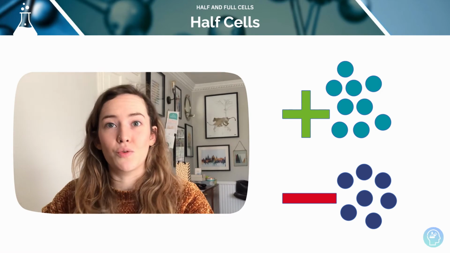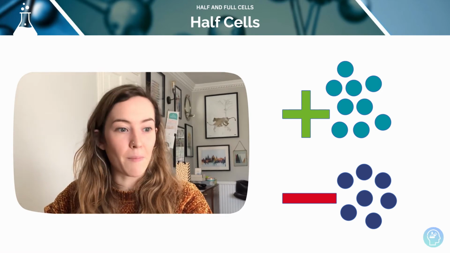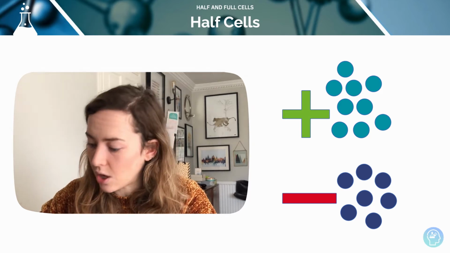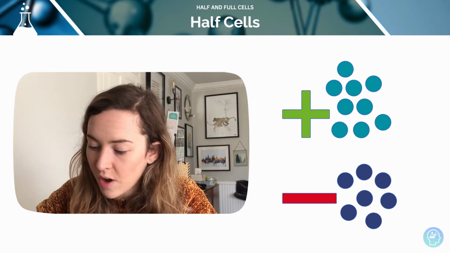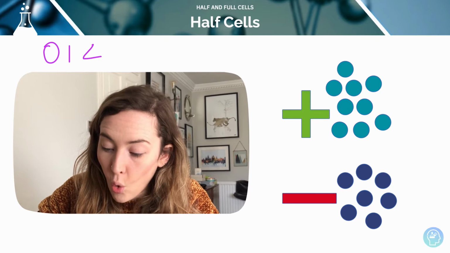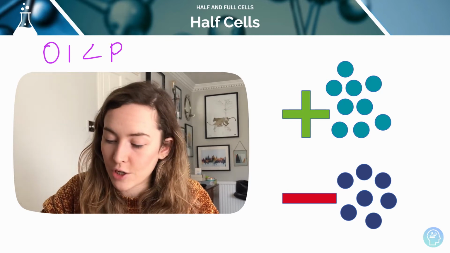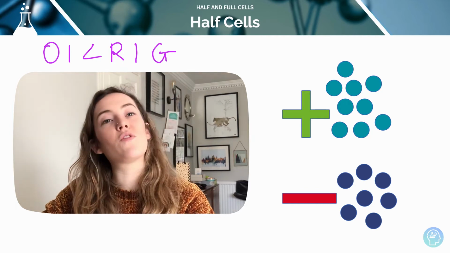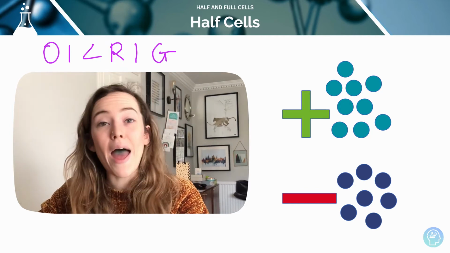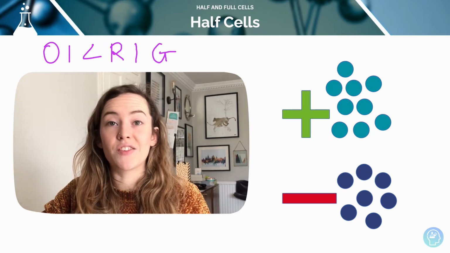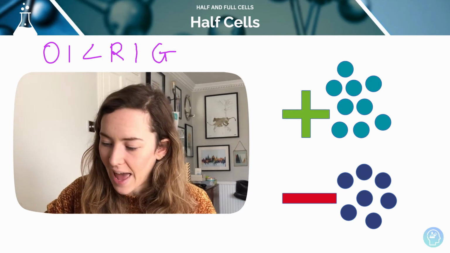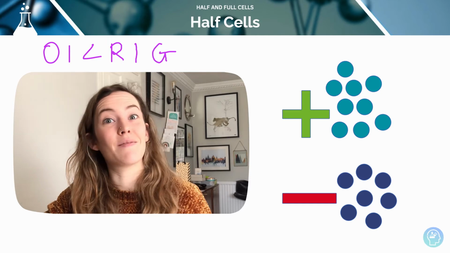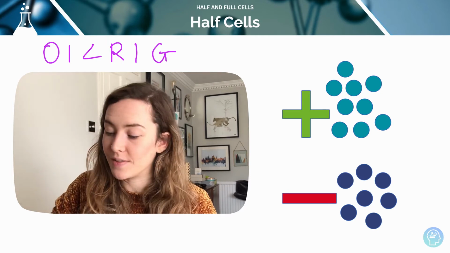Something that's essential for understanding this topic is to remember that reduction is the gain of electrons and oxidation is the loss of electrons. I'm sure you've come across the really useful acronym OIL RIG. So oxidation is loss of electrons, reduction is gain. And when we've got a reaction where reduction and oxidation occur simultaneously, we call that a redox reaction. And that is what we're going to be looking at today, applications of redox reactions.